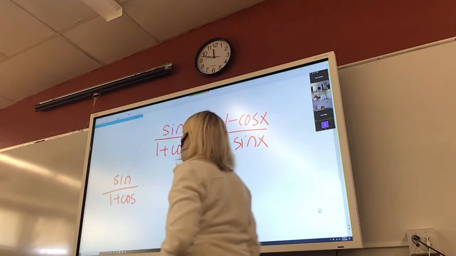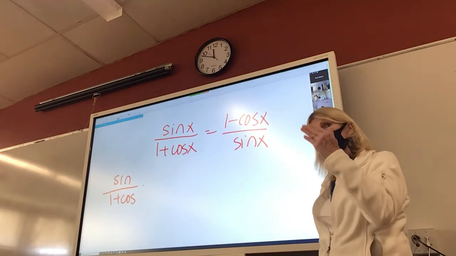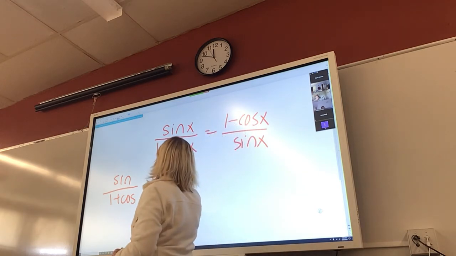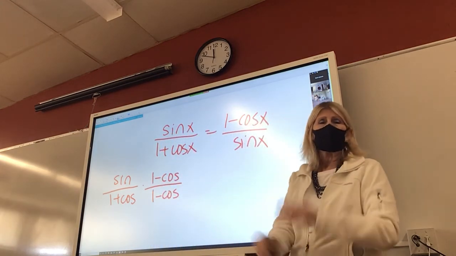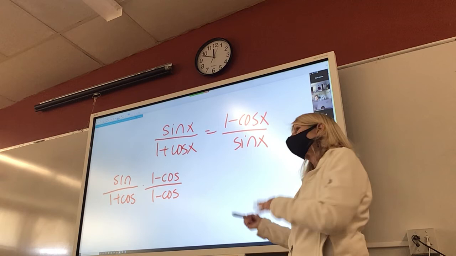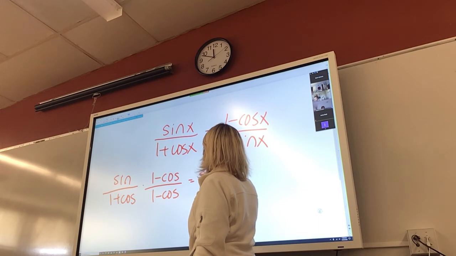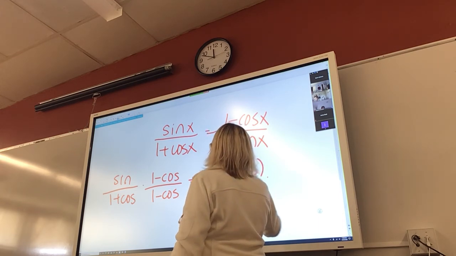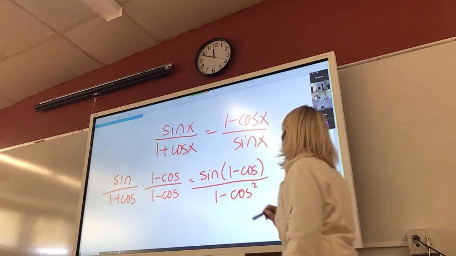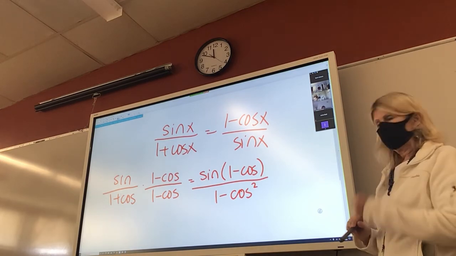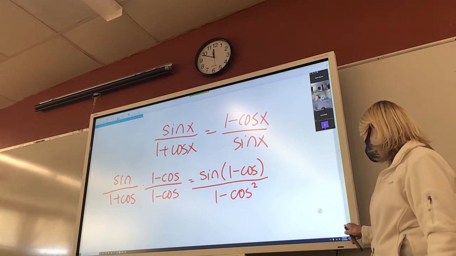I have to multiply by something. I have to get a 1 minus cosine in the top. That is not that easy to get on the top. So what I'm going to choose to multiply by is 1 minus cosine over 1 minus cosine. Now, what am I multiplying by? I'm multiplying by 1. Do you guys agree? So I have not changed the value, I've just changed the appearance. So this would be sine times 1 minus cosine. And in the denominator, if you FOILed that out, you would get 1 minus cosine squared. Do you agree? Talk to me, guys.